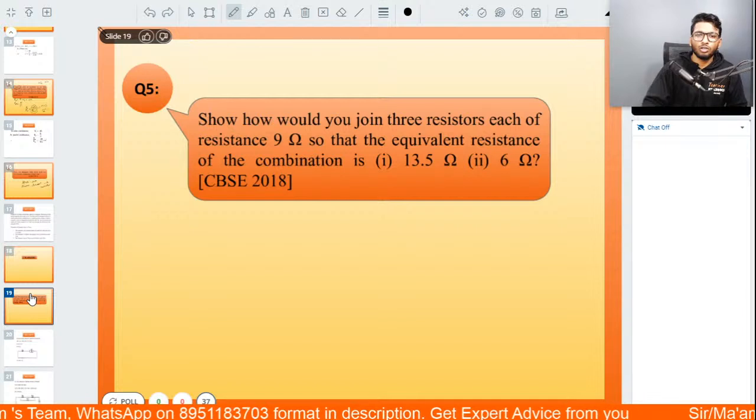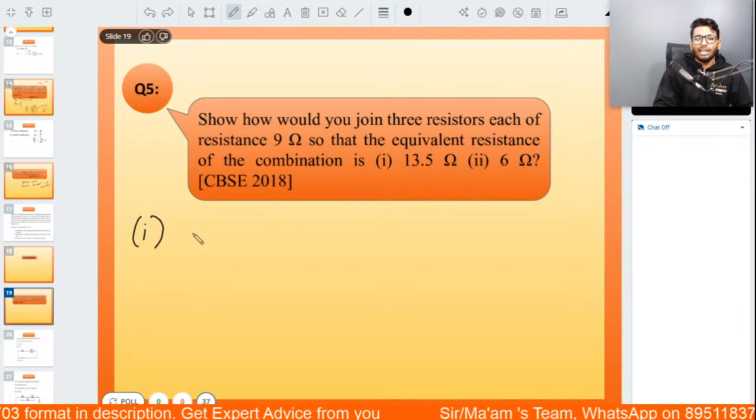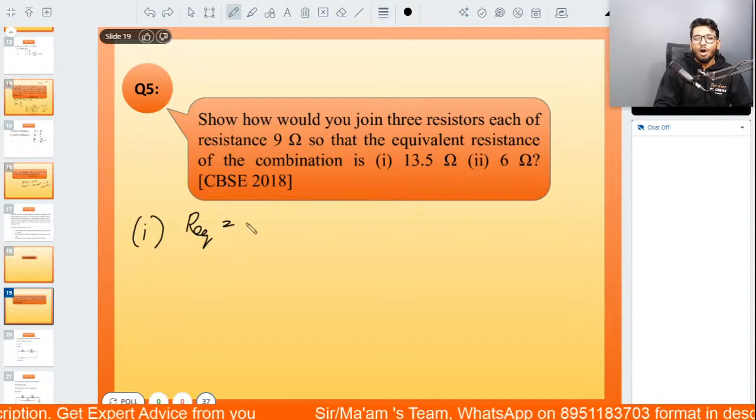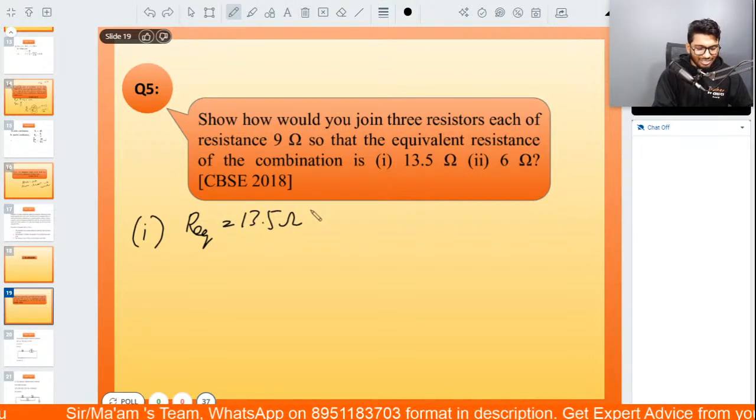Let me know in the chat box how you would connect these resistors in order to get an equivalent resistance of 13.5 ohms. Two in parallel and the other in series.